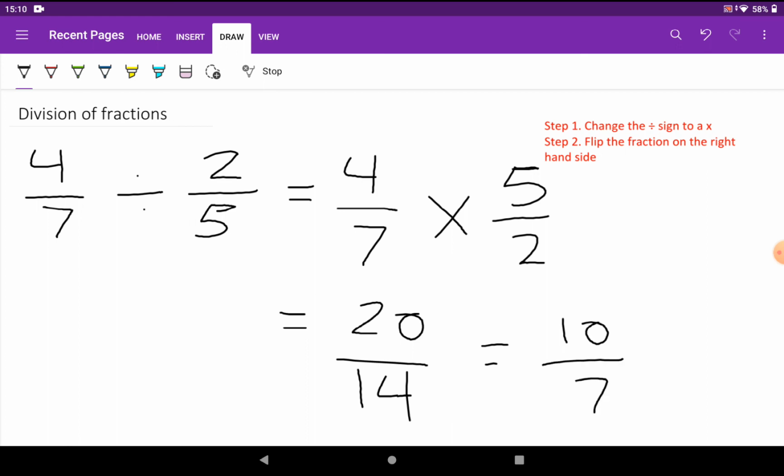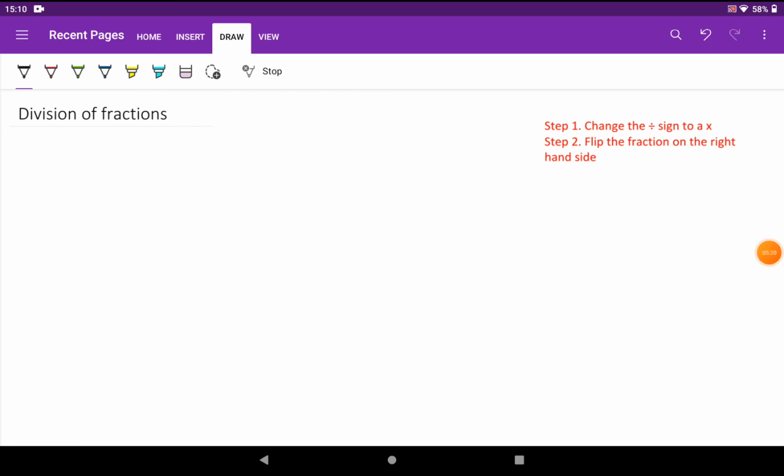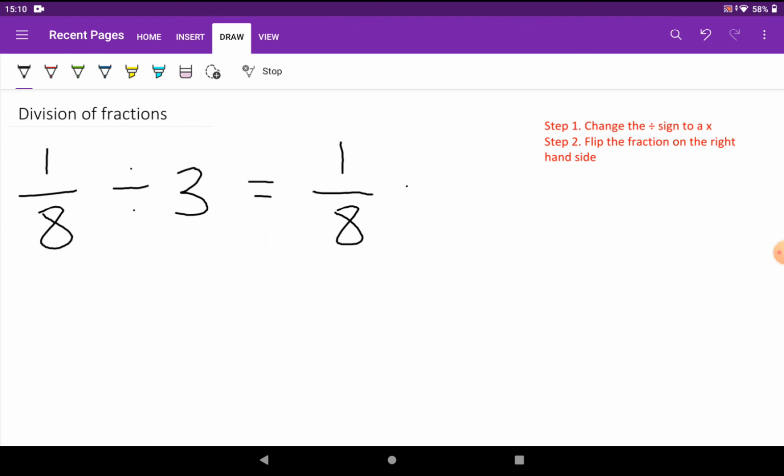Alright, let's go through the last example. Okay, so now we're dividing a fraction by a number. It's the same process. We'll change the sign and then we'll flip the other one.